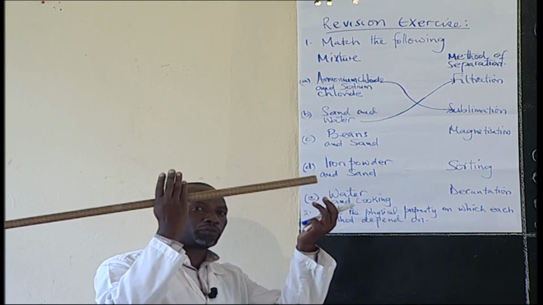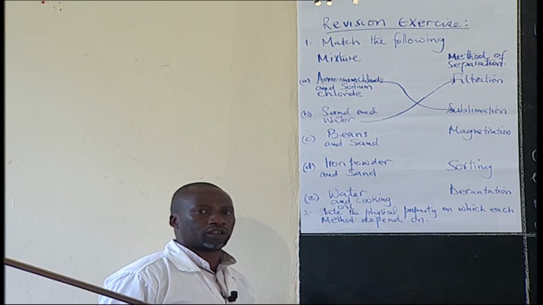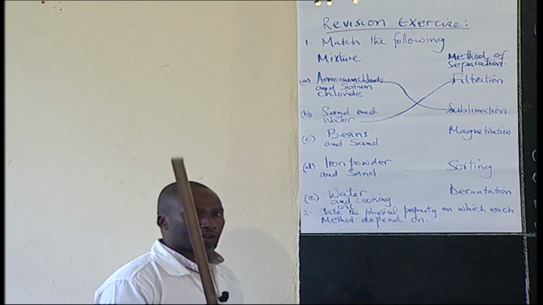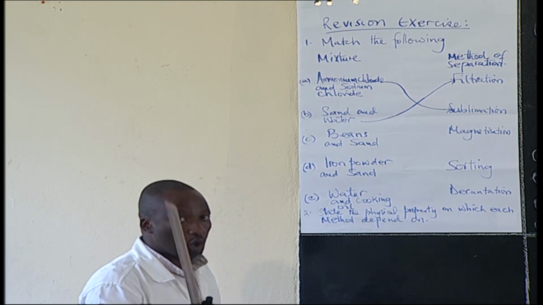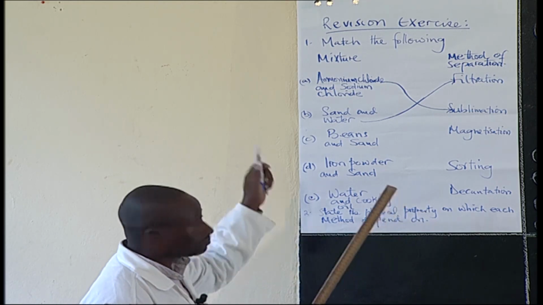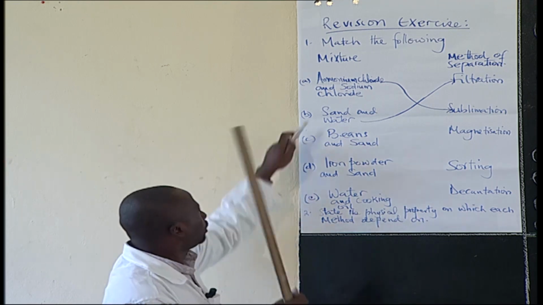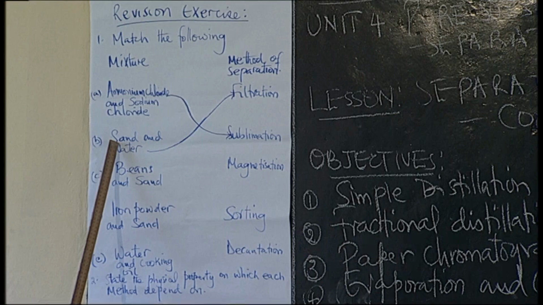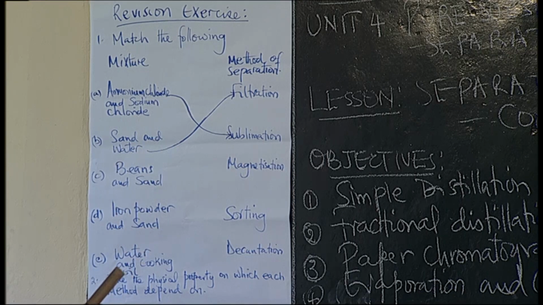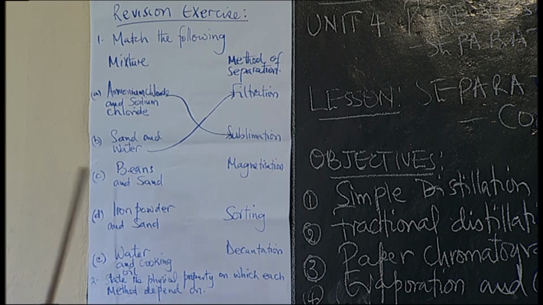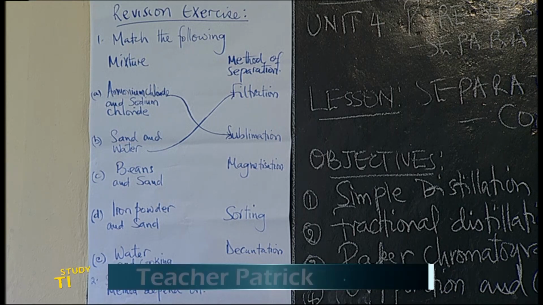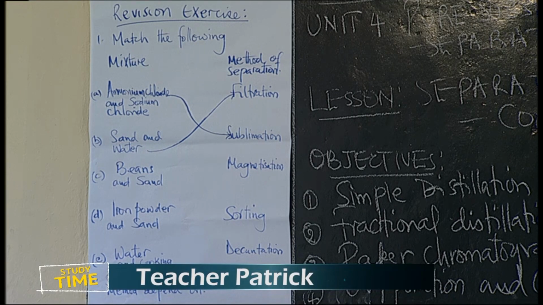Do you remember the substance that remains behind after filtration? It is called what? Do you remember it? I hope you still remember. That is the residue. So the residue in this case is the sand, and the water is the filtrate. Let's go to C, which is beans and sand. Beans just poured into the sand by accident. What do we do? This is very simple.